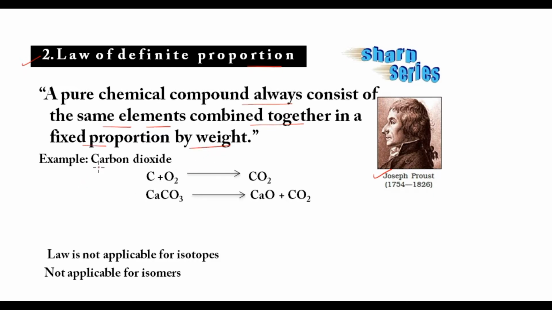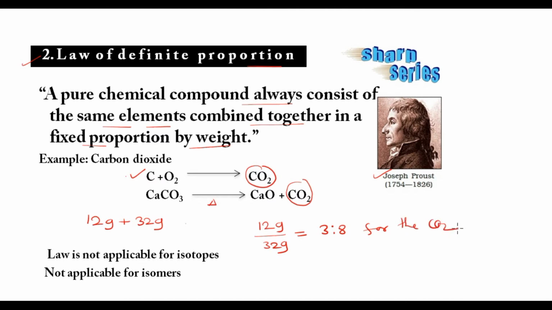Taking an example, carbon dioxide can be produced by two methods. One, directly burning carbon in the presence of oxygen, you get carbon dioxide. Another way, when you heat calcium carbonate strongly, you will get carbon dioxide. In both cases, 12 grams of carbon is combining with 32 grams of oxygen. Therefore, we can write the ratio: 12 grams of carbon combining with 32 grams of oxygen. The simplest whole number combining ratio is 3:8 for carbon dioxide. This law is not applicable for isotopes, and also it is not applicable for isomers.